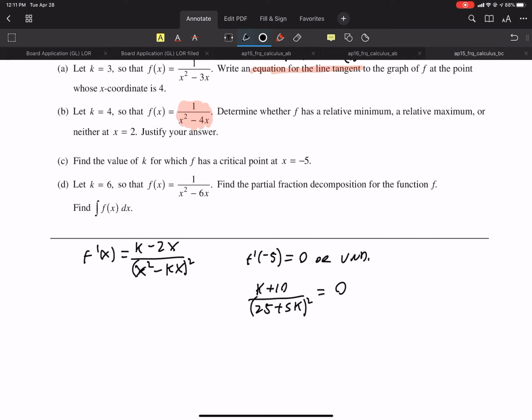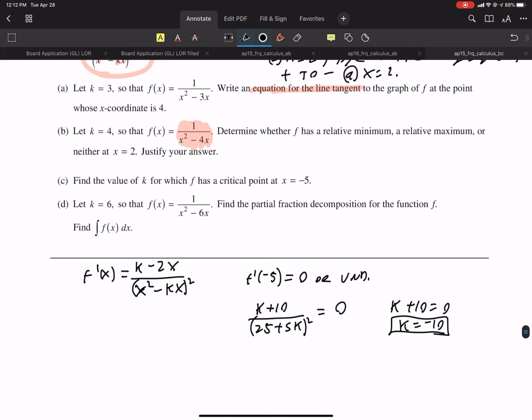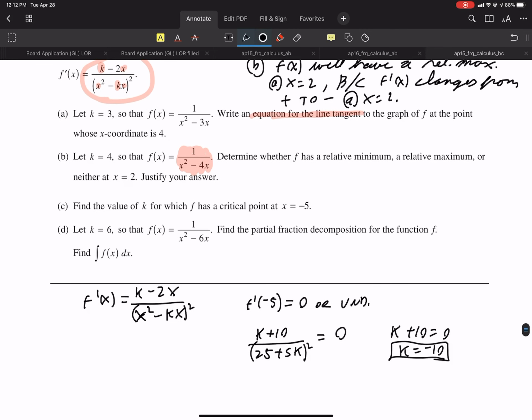So let's take a look. k plus 10 must be 0, so that works when k is negative 10. On the bottom, to get a 0, we actually get one at negative 5. But when k is negative 5, that's 0 on the denominator.